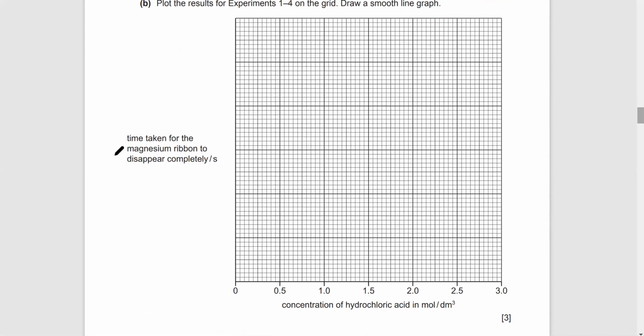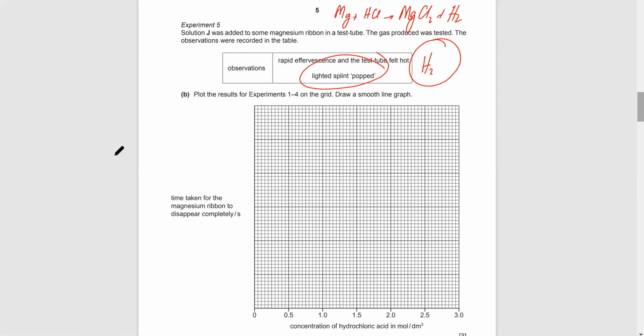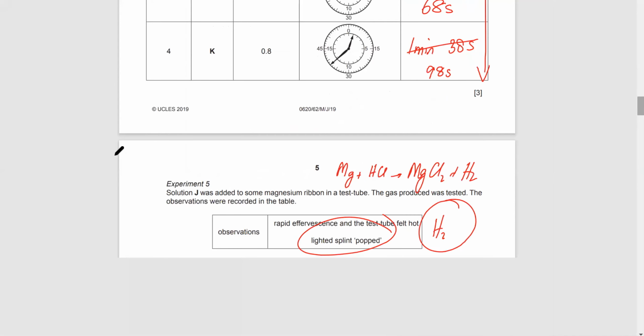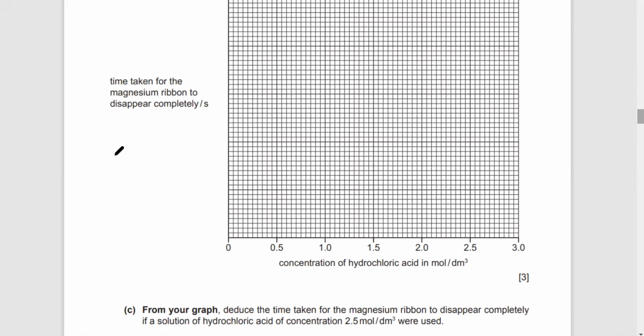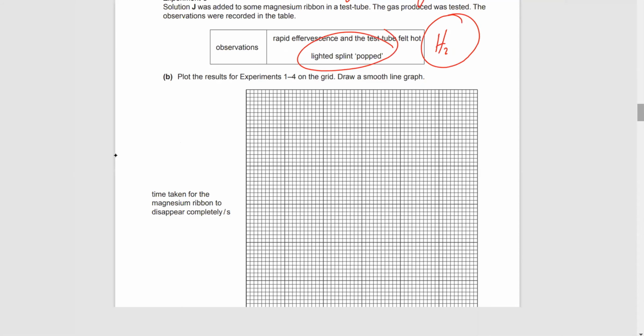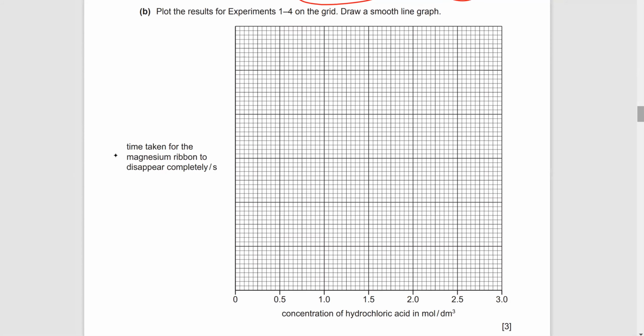So we basically just have 4 experiments. So I'm going to plot the graph. It's 2 minutes 20 seconds. So at 2, if the concentration is 2, I'm going to plot total time, it should be 98. So I think one box should be 20 seconds.